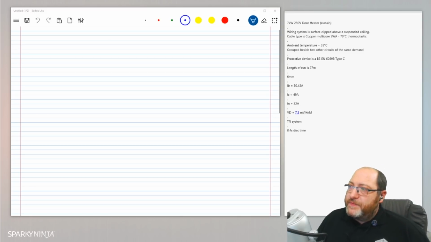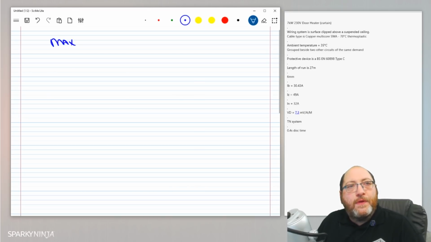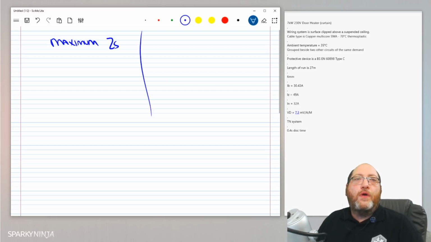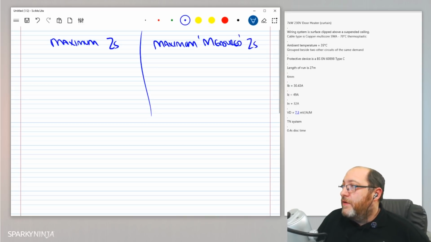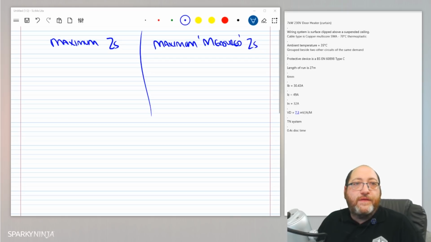There's actually a couple of places that we need to refer to this, but you need to first of all understand if it's asking you the maximum Zs or the maximum measured Zs, because there's a difference. Alright, now if I go to chapter 41, all I'm going to find is this one.